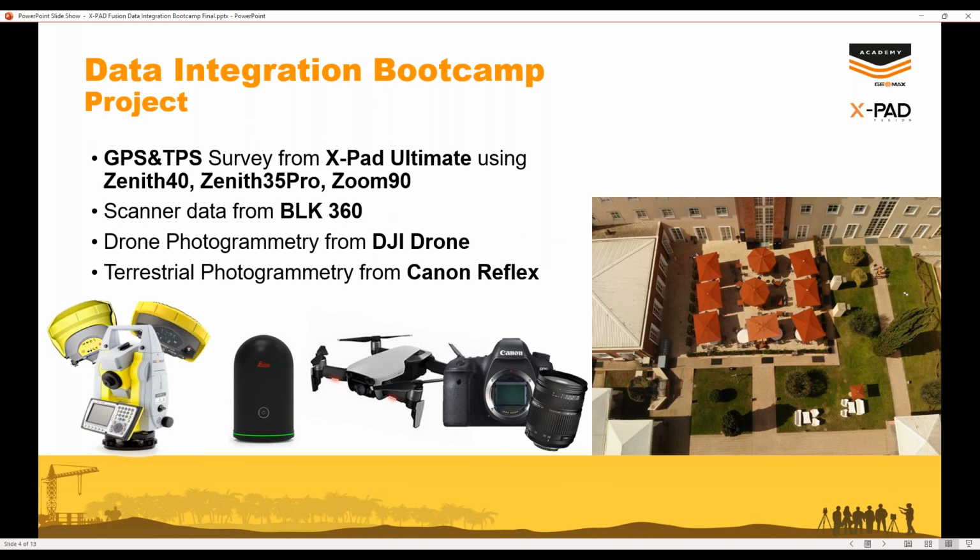Just to talk about the hardware that we already used, we used the GeoMax GNSS receivers, so the Zenith 40 and Zenith 35 Pro. The Zoom 90 is a robotic TPS from GeoMax, plus the Leica BLK360 laser scanner, a DJI drone, and also a reflex camera, plus another example was performed using a simple iPhone.